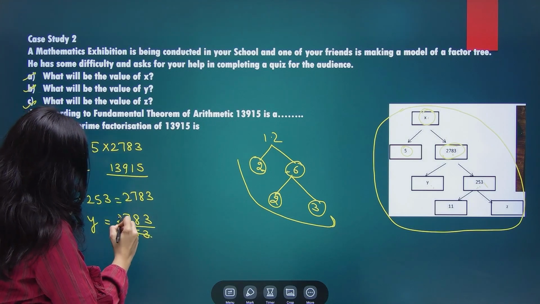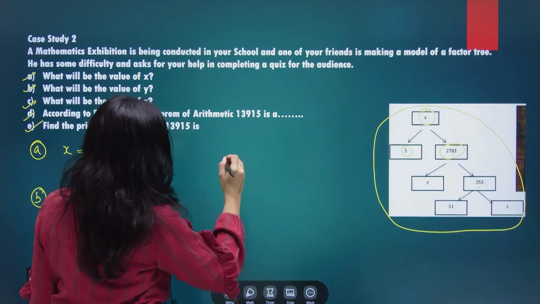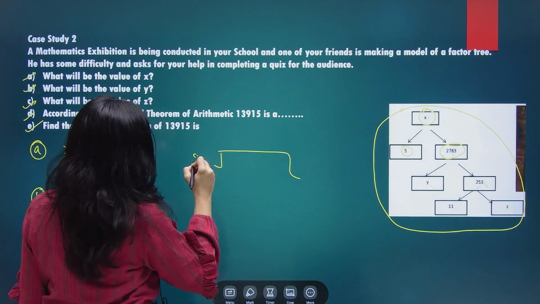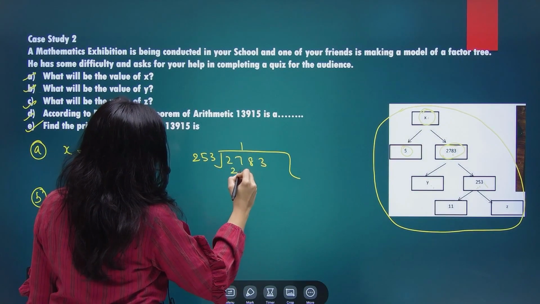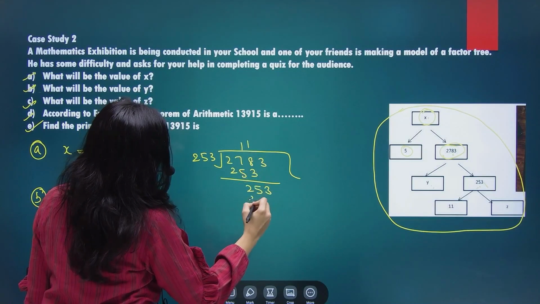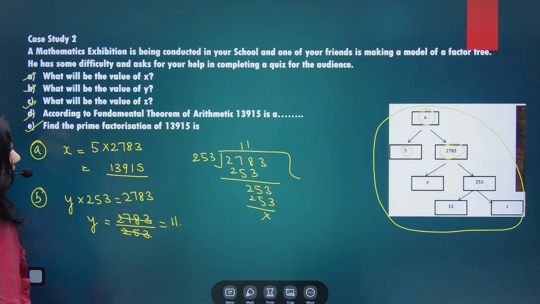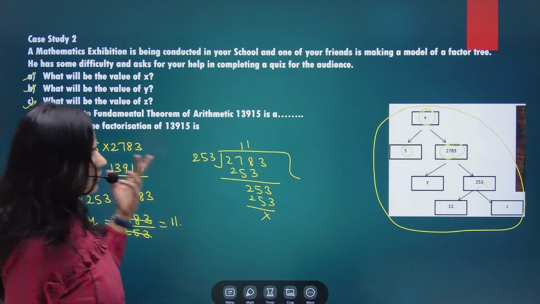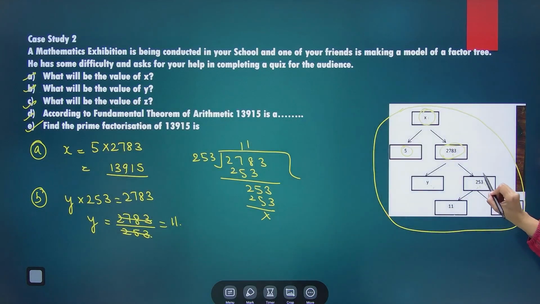करिए. Let us do the division. It is 11 here. So the value of y is going to be 11. Now what will be the value of z here? When you multiply 11 into z, you are going to get 253.